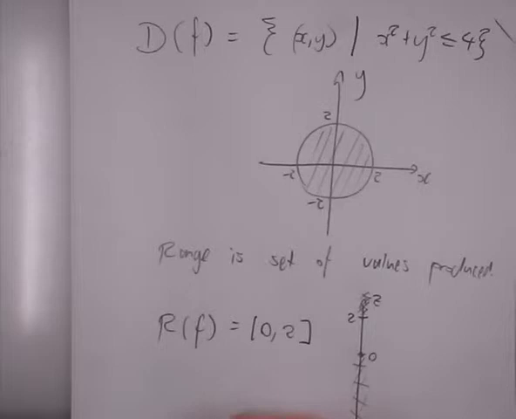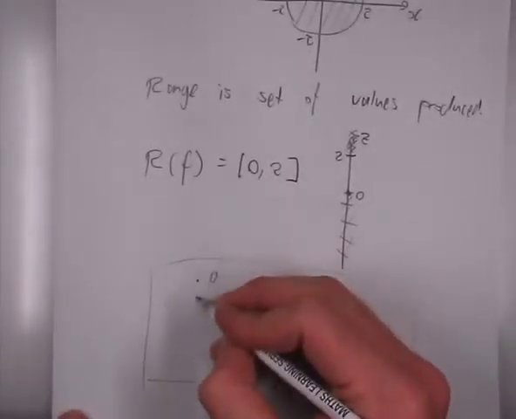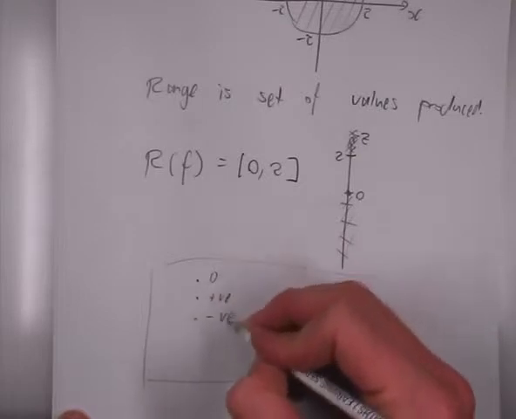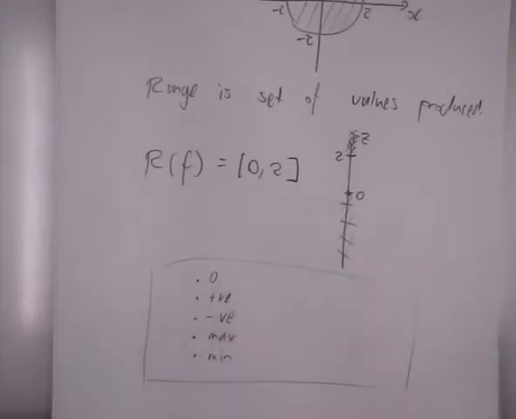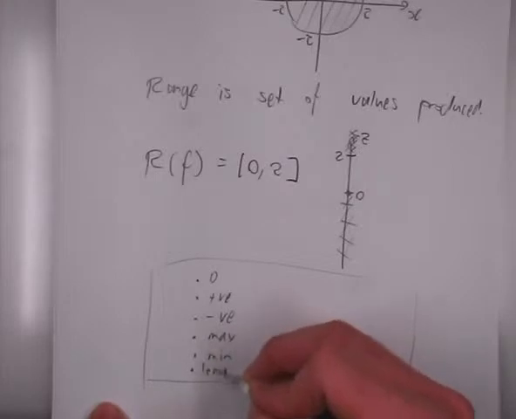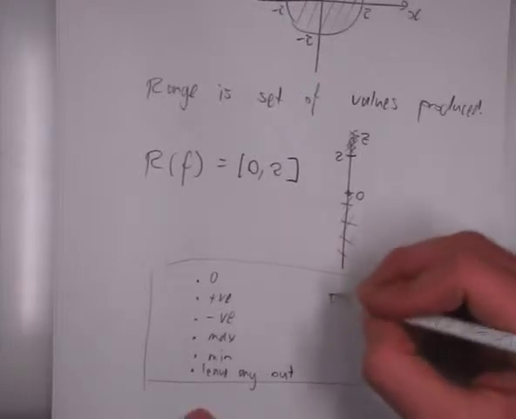So this was my list of things to try. Can I make 0? Can I make positive? Can I make negative? Is there a maximum? Is there a minimum? And are there any other values that I just have to leave out because they're strange? Because I can't make them. So if you think through that list, it will help you to find the range. Because there's no particular method for finding the range, you just have to sort of think about it.